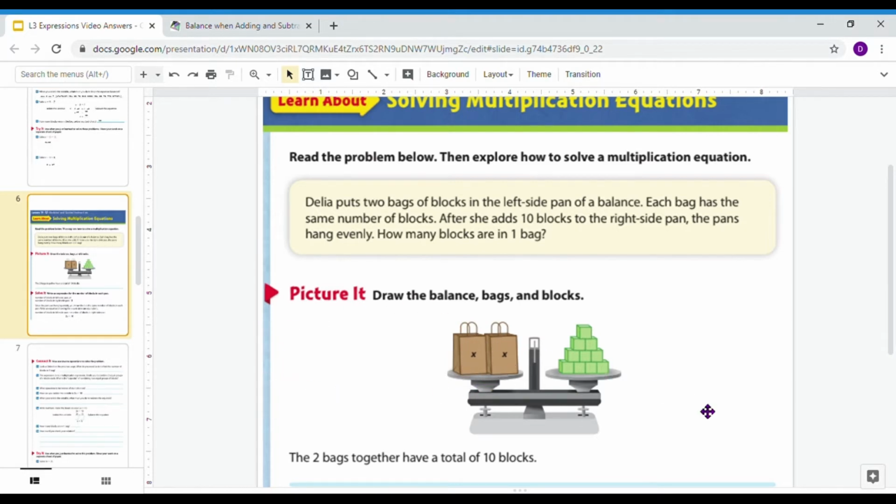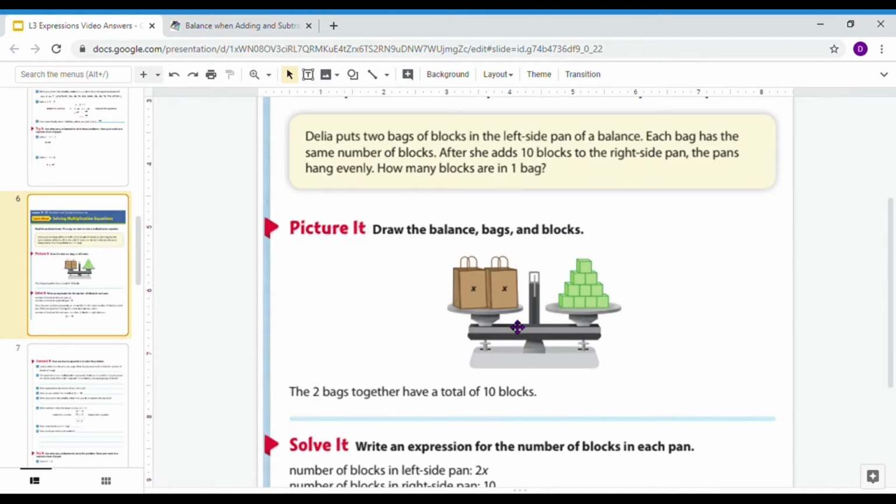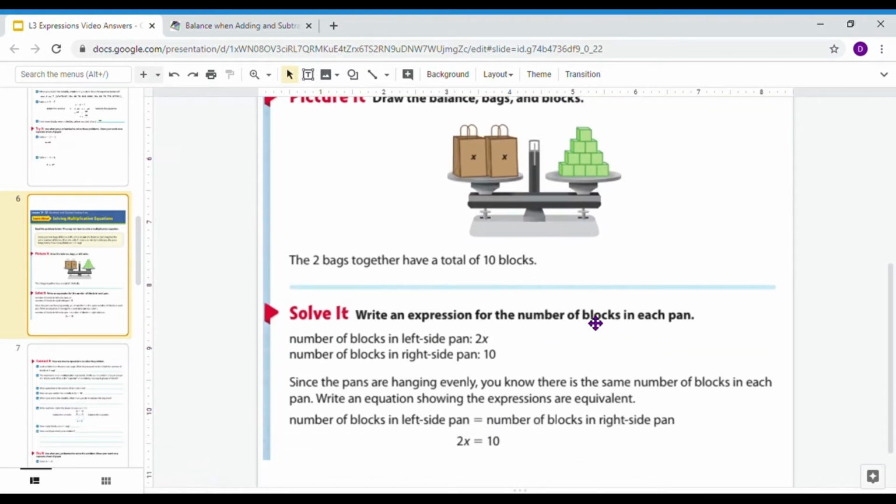So here's our picture where we can see our 2 bags that have an equal number of blocks in it, and we have our 10 blocks on this side. So the 2 bags in total are going to equal 10. But they're not just asking us for how many is in both of those bags, but how many is in one bag. So here's how we can write an expression after we've pictured it this way.